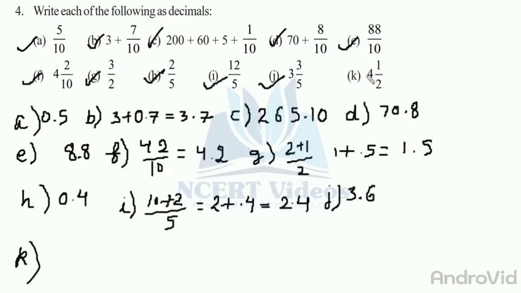Now the K part, 4 and half. It's simple. 4 plus 0.5, because half as a fraction is equal to 0.5. So this is your question 4.